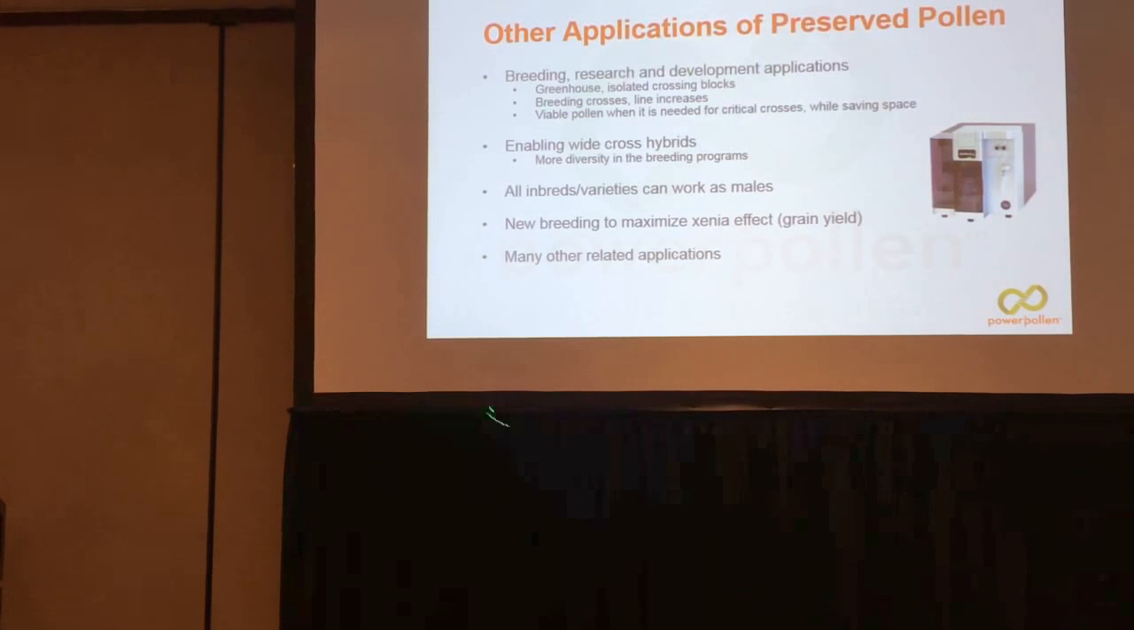There's a bunch more applications, some that Carolyn will review, but a lot on the breeding side of pollen, enabling wide crosses. Right now, in seed production, a seed company doesn't want crosses any more than beyond 2 weeks, about, give or take. This would enable crosses that go 4 weeks or longer. Every inbred or variety you use could be used as a male, even if it's a very poor male. We can enhance the production enough that it could be used as a male. You could have new breeding programs to maximize what we call a xenia effect in grain fields, where you get cross-pollination. And there's a lot of other related applications as well.